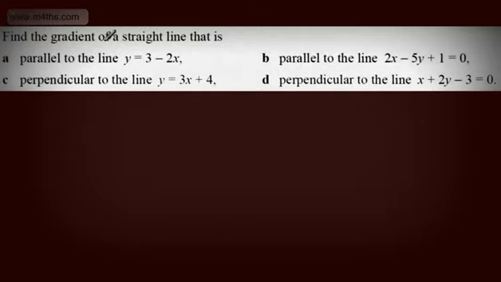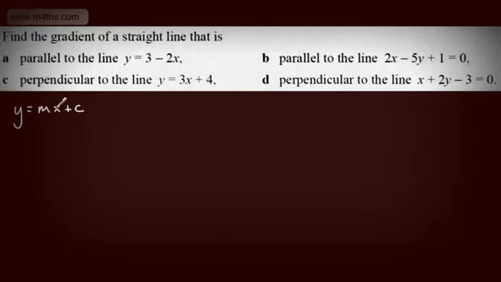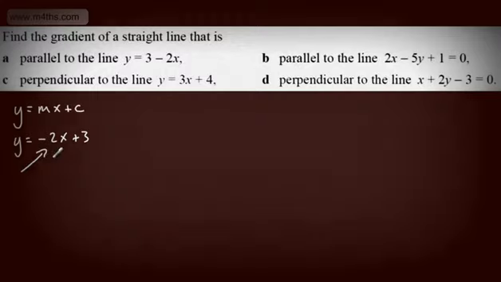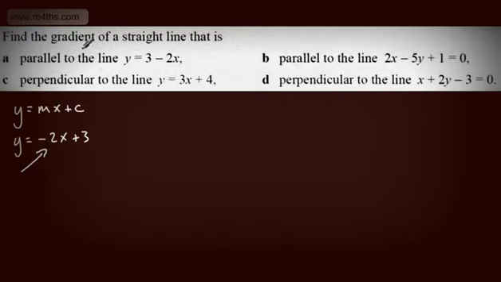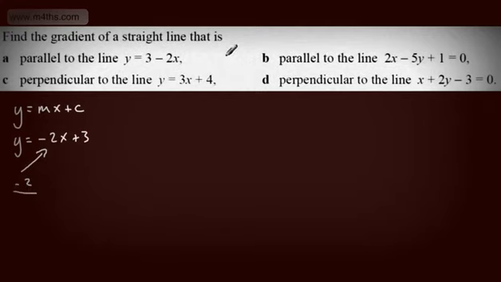We're asked to find the gradient of a straight line that is parallel to the line y = 3 - 2x. Let's first put this in the form y = mx + c. This is the general form of a straight line. So this one right here, y is going to be equal to -2x + 3. So we can see that the gradient now is -2. Therefore the parallel line to this will have a gradient now of -2. We can see that once we put it in this form.